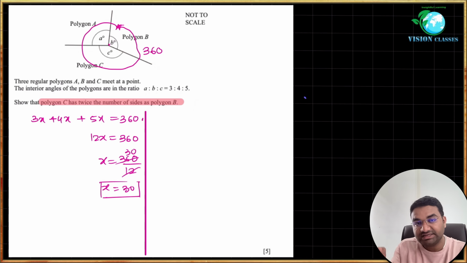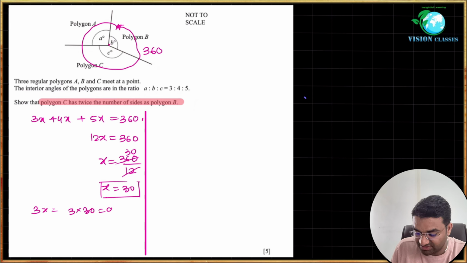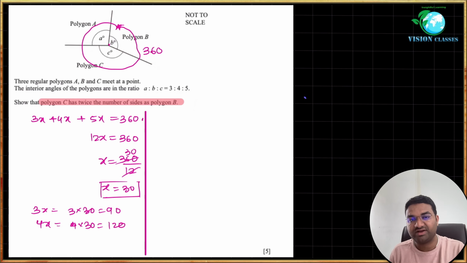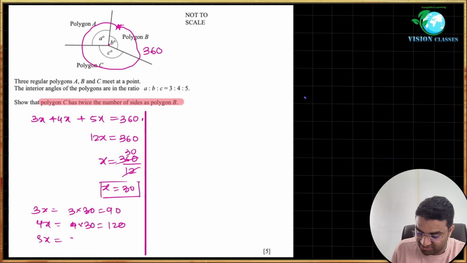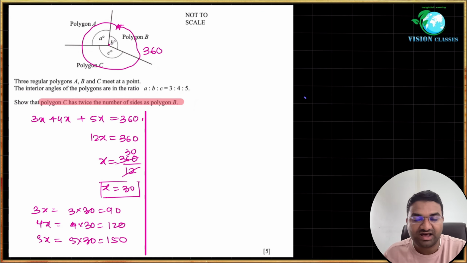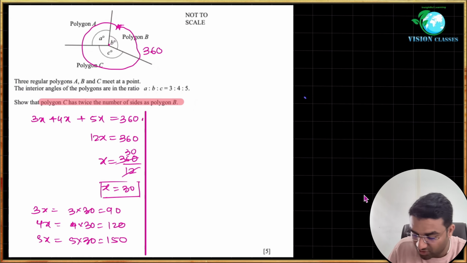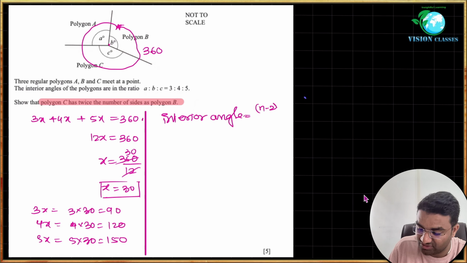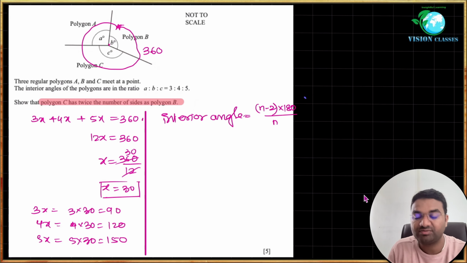Now calculate each interior angle. 3x is equal to 3 times 30, which is 90. 4x is equal to 4 times 30, 120, right? And 5x is equal to 5 times 30, 150. Fine. Now, these are the interior angles of the regular polygons. Fine. Now, for the interior angle of a regular polygon, we have a formula. Interior angle is equal to (n minus 2) times 180 divided by n.